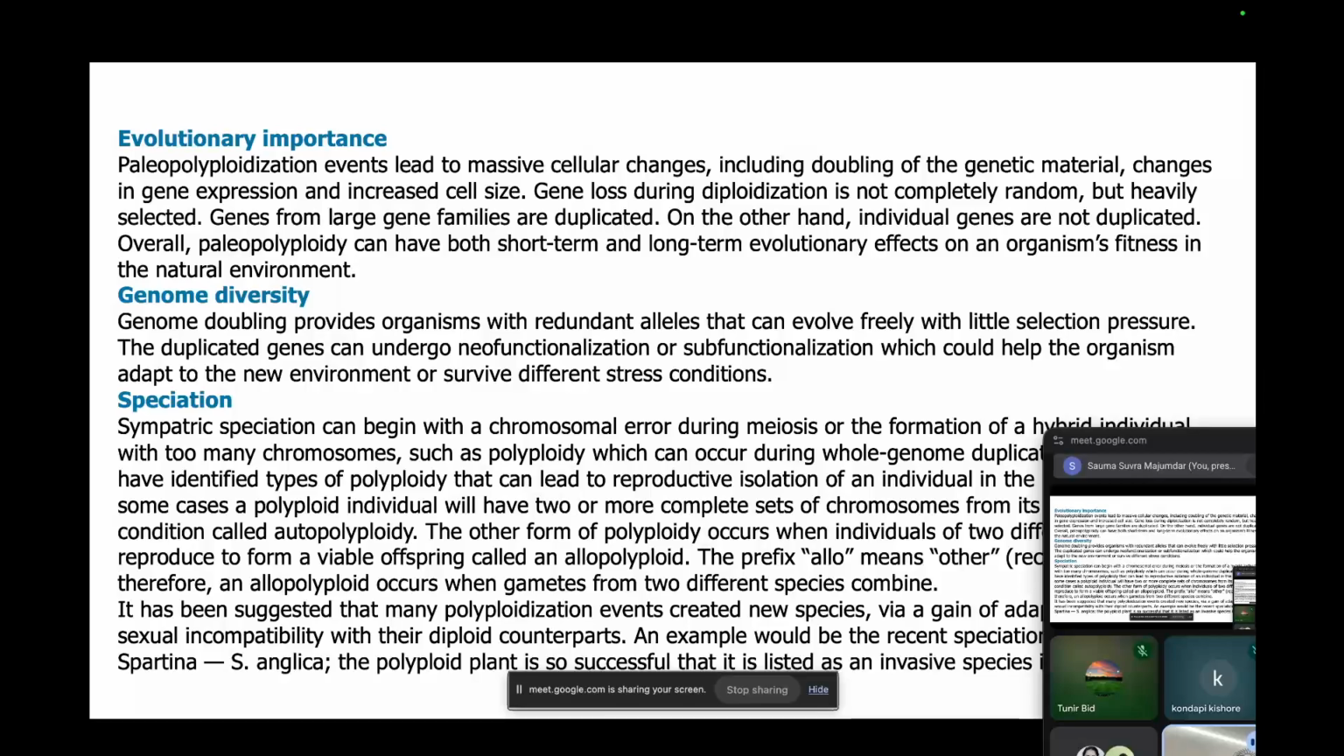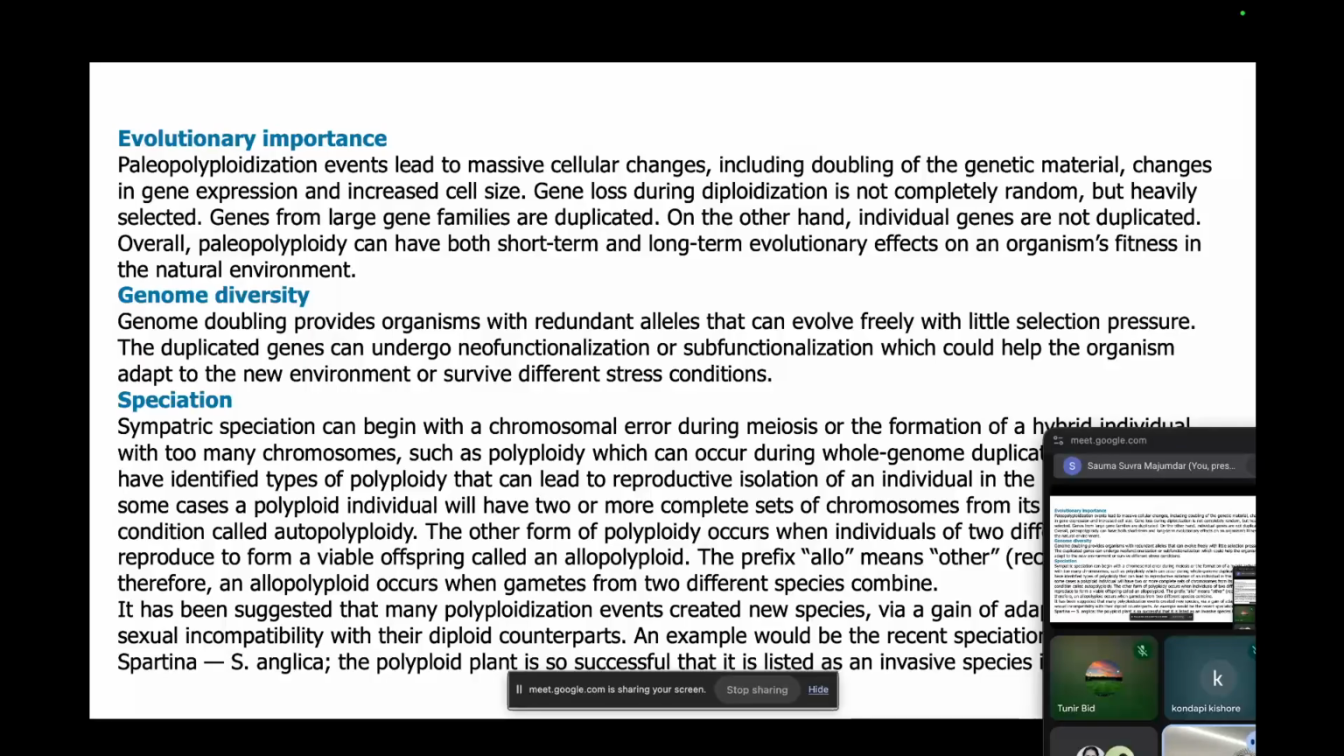The duplicated genes can undergo neofunctionalization or subfunctionalization. The same gene is duplicated, and now the duplicated gene has some new function, or some older function modified to help its cause, not the exact same one. It can happen like that, and it can help organisms adapt to their current environment.